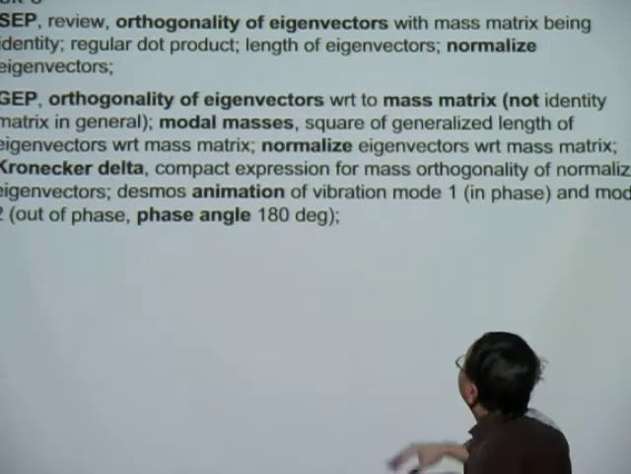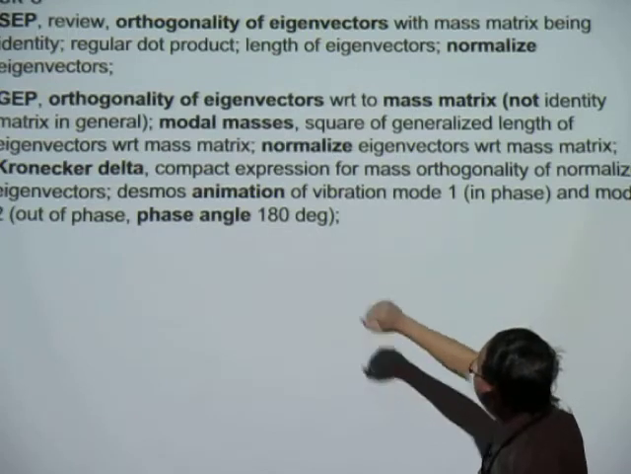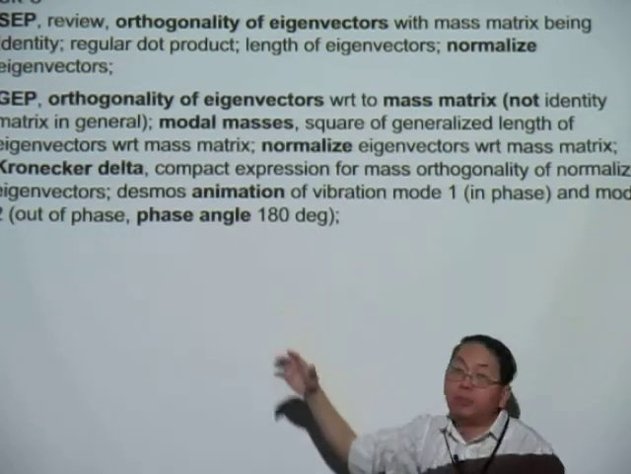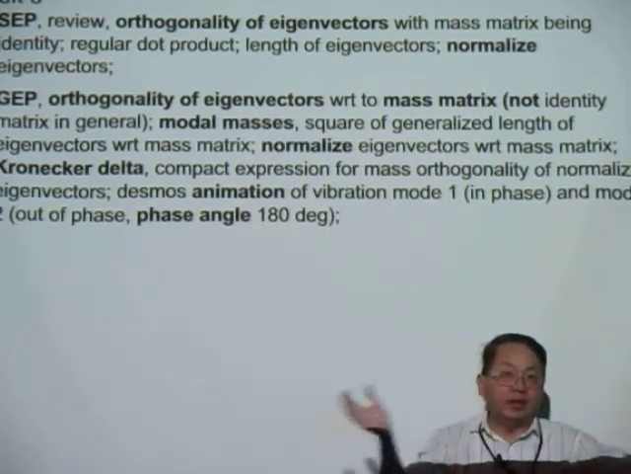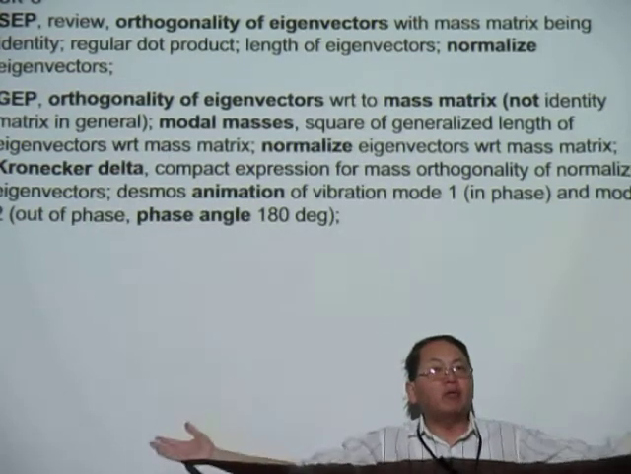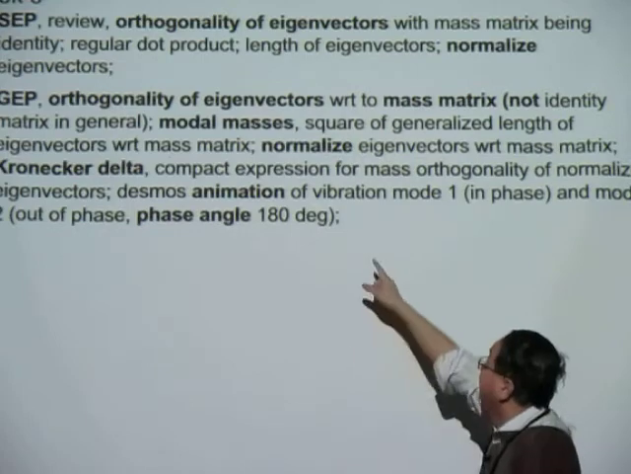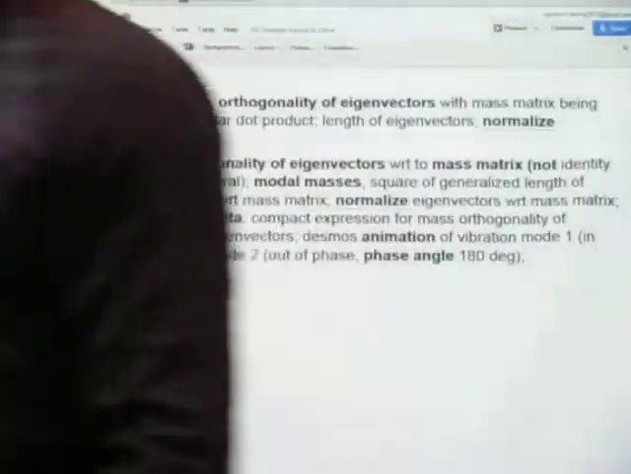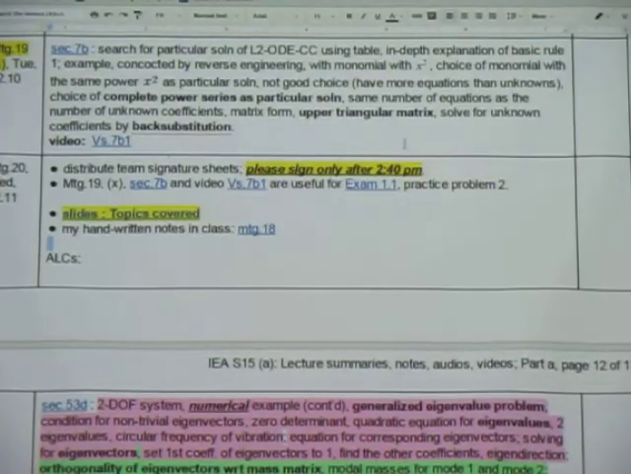And you are also introduced to the Kronecker delta, which is a very powerful way to write the orthogonality in compact form. Okay. And I have built the animation of the vibration mode 1 and mode 2. Mode 1 is in phase, and mode 2 is out of phase, 180 degrees out of phase, just by using trigonometry. Okay, so that's a quick refreshing of your mind there.